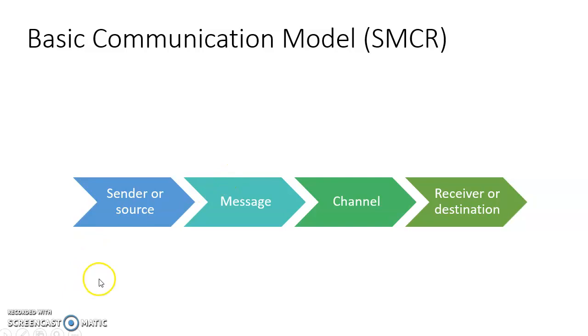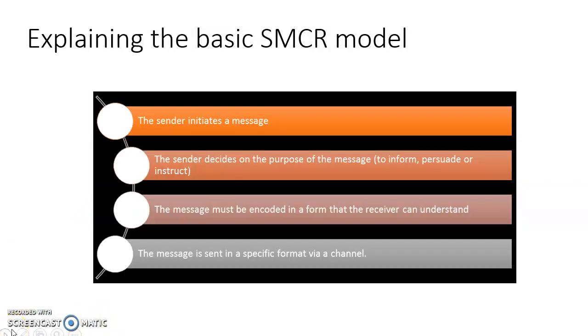Basically, what it's saying is that you have a sender who chooses what message they need to send, and they send it via a channel, which is something like speech, written words, something you hear, something you can taste or touch, and you receive that information and translate it. Okay, so that's the very basics of a communications model. If you look here, you can see it explains it a bit more.